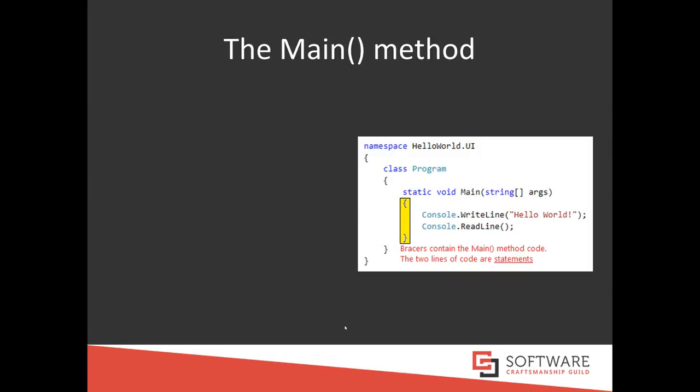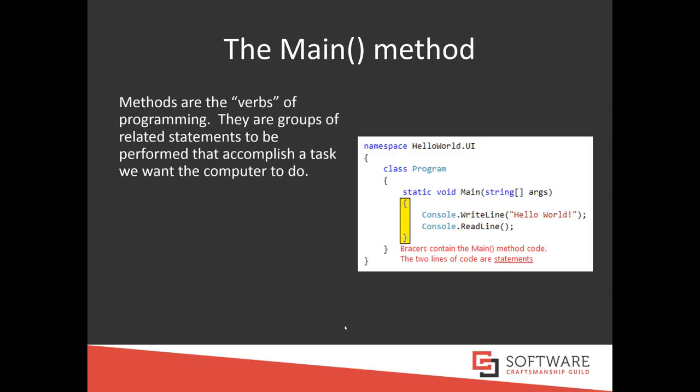I referred to main as a method. Methods are the verbs of programming. They're groups of statements that are performed to accomplish a task. These statements are usually tightly related. We make sure to name our methods to be very specific. Like, for example, in a bank account class, we may have methods to deposit and withdraw money. Those are two actions that a bank account would be able to do. These methods are useful for meaningful groupings and code reuse. Once we define a method one time, we can call it many times throughout our code.